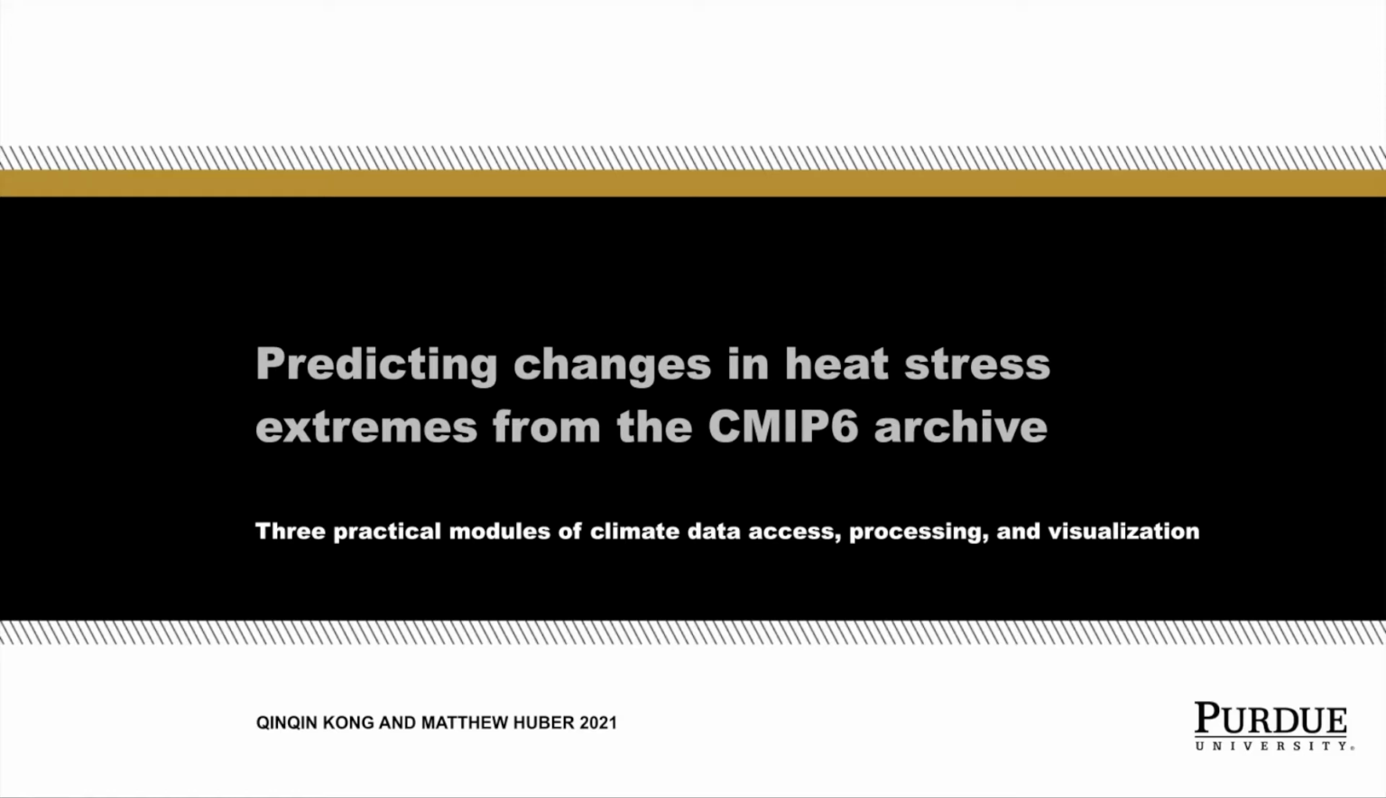Taking heat stress extreme prediction from the CMIP6 archive as an application case, we will cover 3 practical modules, including climate data access, processing, and visualization. In addition, we also have an extra video for how to use Cython to speed up your Python code. So there are 4 videos in total, and this is the first one for climate data access.